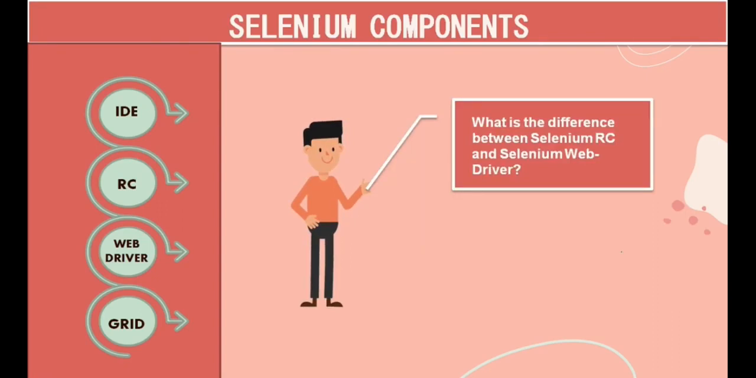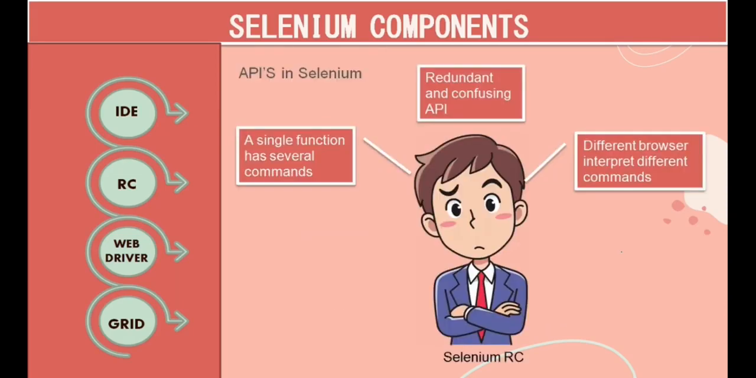Now you have seen the architecture of RC and WebDriver. Let's compare Selenium RC and Selenium WebDriver. Let's see in terms of API. RC is a less object-oriented API. The API in RC is very confusing and redundant. For example, we have commands like click or click at. Which one to use? It was very confusing for the developers, and the different browsers interpreted commands differently, which was very challenging for developers working on different browsers. For different browsers there were different commands.